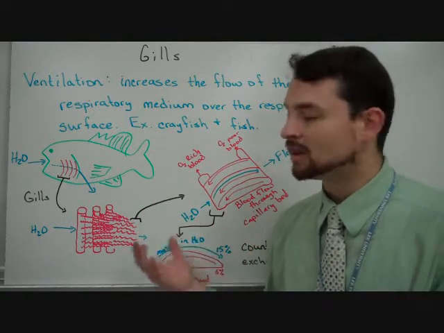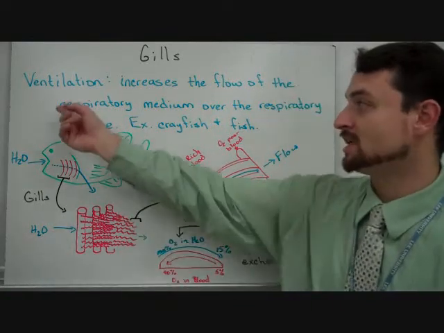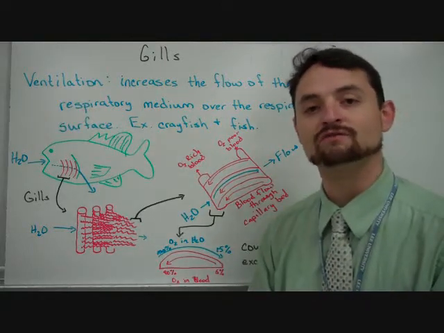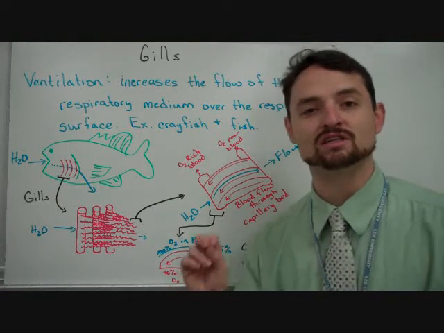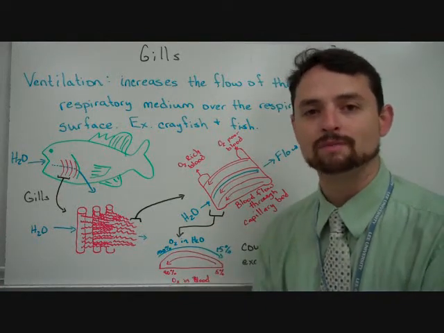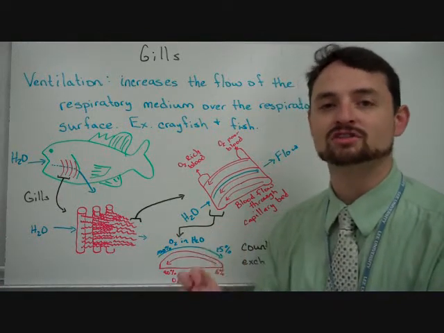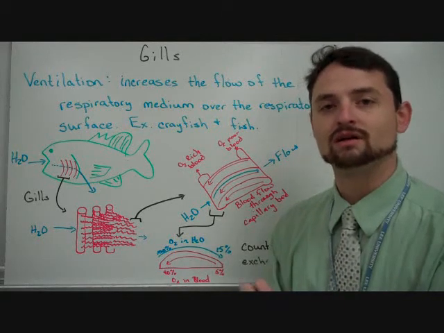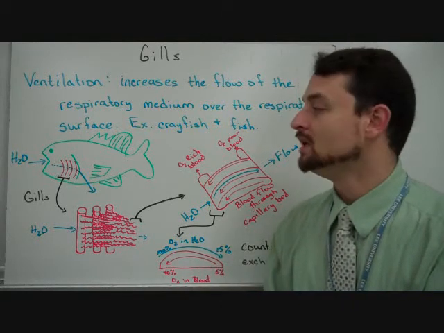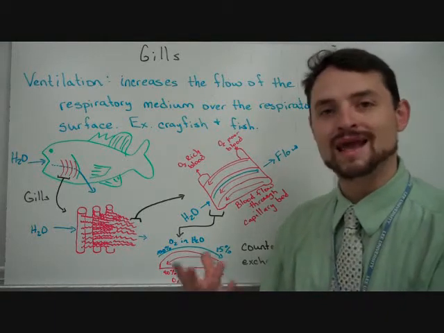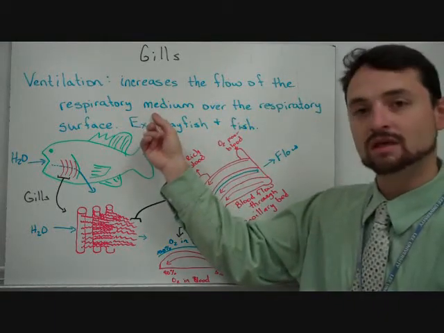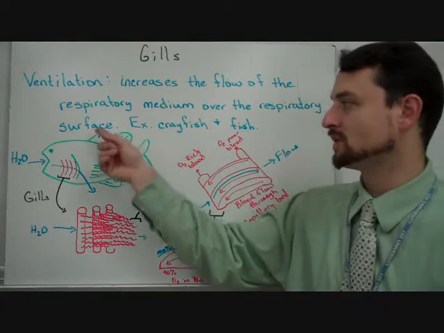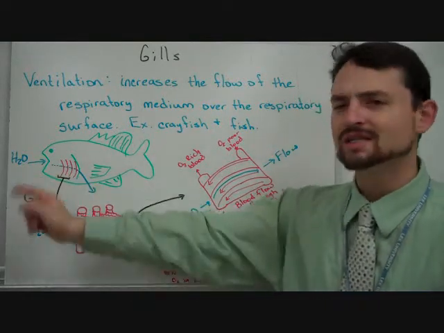So what organisms have developed is a way to do what we call ventilation, and that's moving that water in a specific direction. Now, this takes energy to do that, but the oxygen they're going to get out of that is greater than the energy that they're going to need for that process. So it's going to be an added benefit. So this increases the flow of the respiratory medium, in this case water, over the respiratory surface, in this case gills. So we see this in fish.